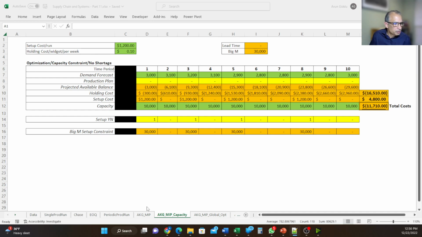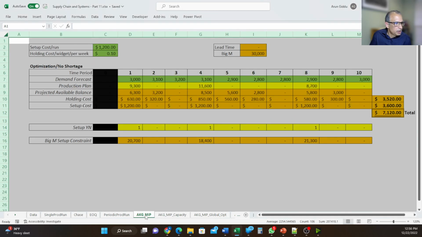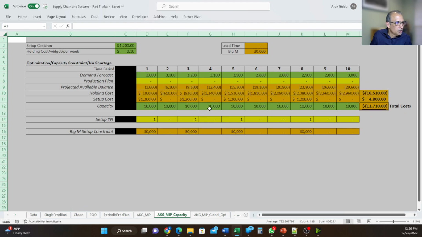So if you look here, the optimal solution in period 4 or week 4, we manufactured 11,600 widgets. Now, because we have set the maximum capacity to be 10,000, it cannot manufacture 11,000 plus as it did in the optimal solution. It has to work around it, and therefore the cost should be more. So let's see what happens now when we run this.